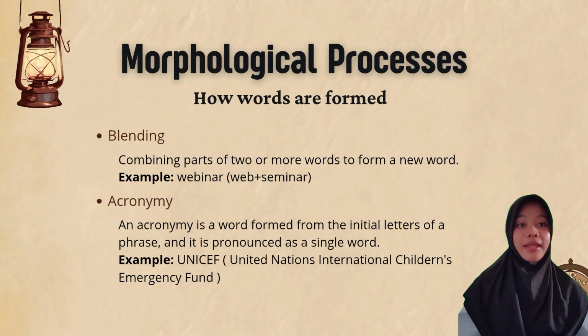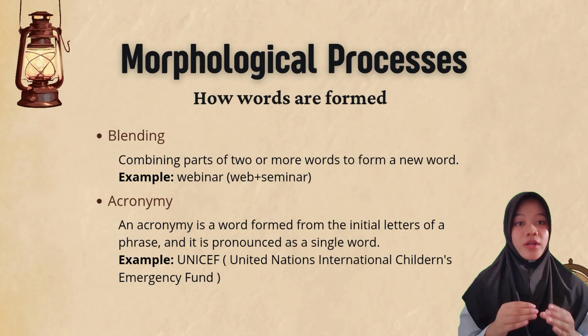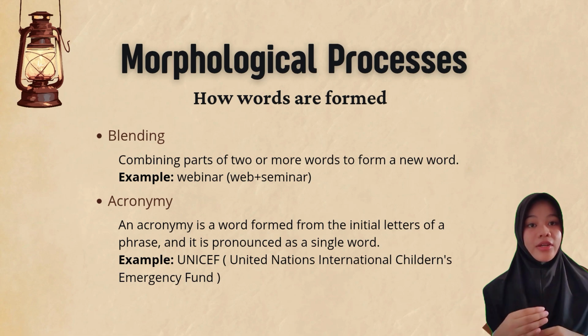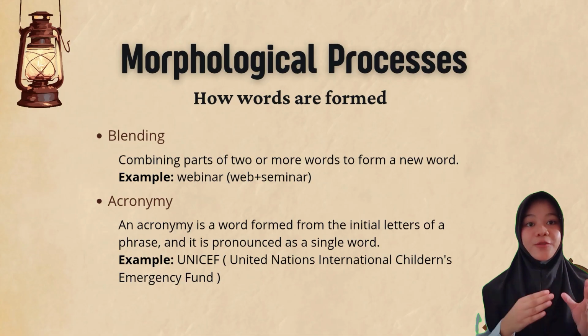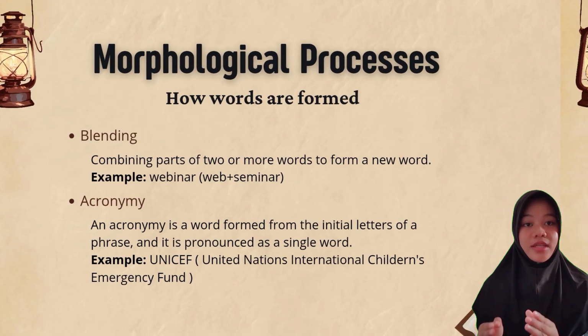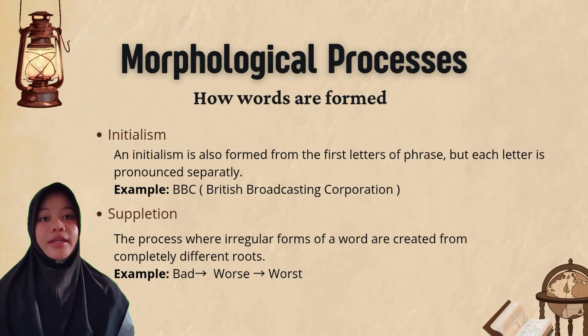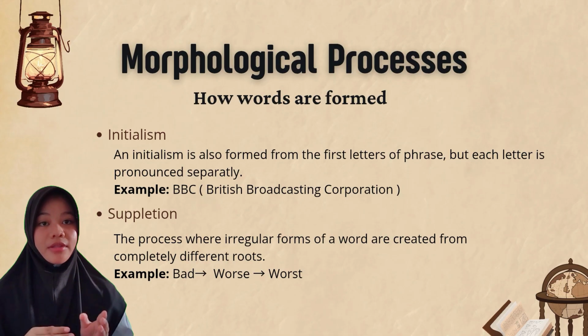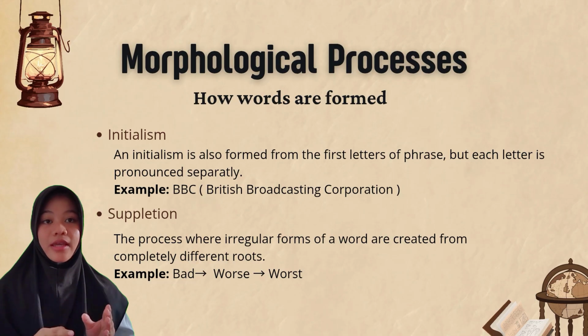Six, blending. Blending is a process where we combine parts of two or more words to form a new word. For example, webinar. This word is formed by combining web plus seminar. Seven, acronym. An acronym is a word formed from the initial letters of a phrase, and it's pronounced as a single word. For example, UNICEF. Eight, initialisms. An initialism is also formed from the initial letters of a phrase, but each letter is pronounced separately. For example, USA, BBC.